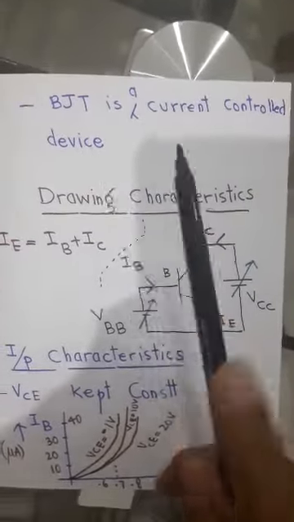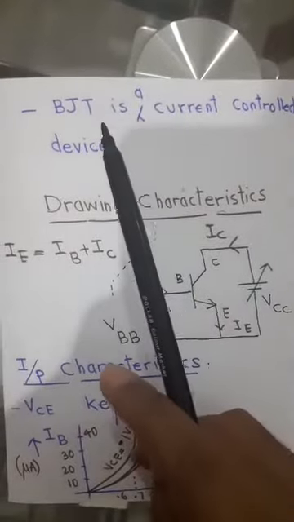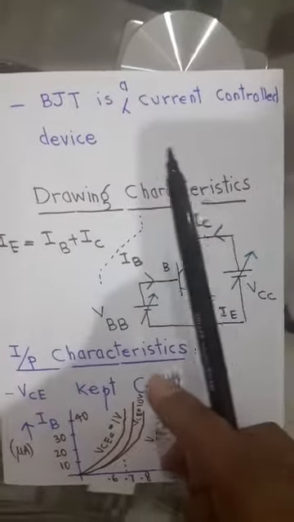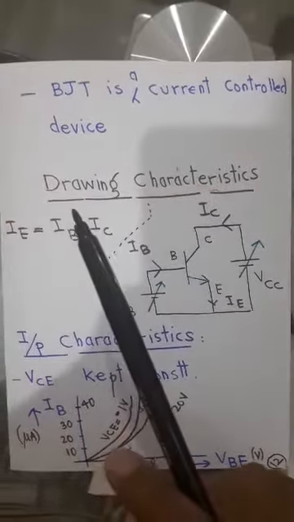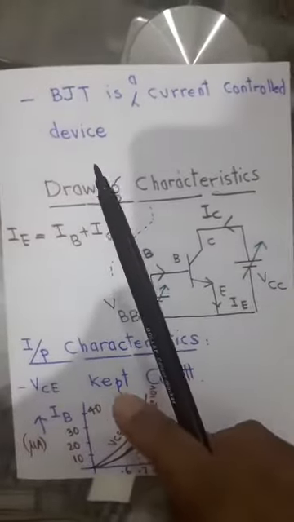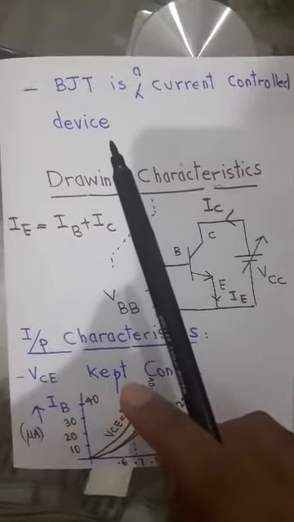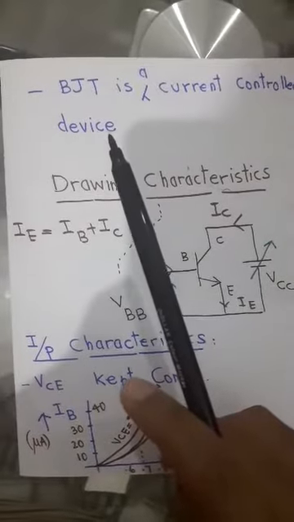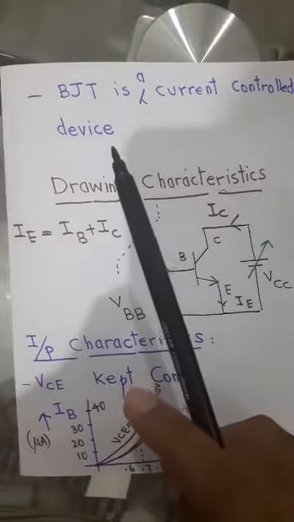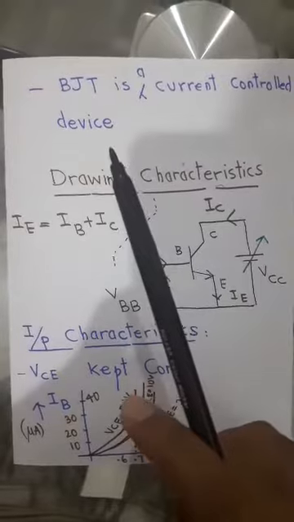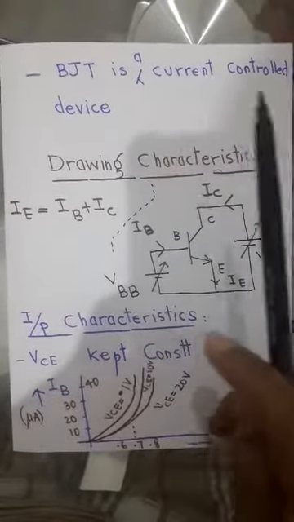Since the output current IC is dependent on IB, BJT is a current control device. We'll study in later classes that FETs are voltage control devices because the output current ID would be dependent on the input voltage. But BJTs are current control devices.